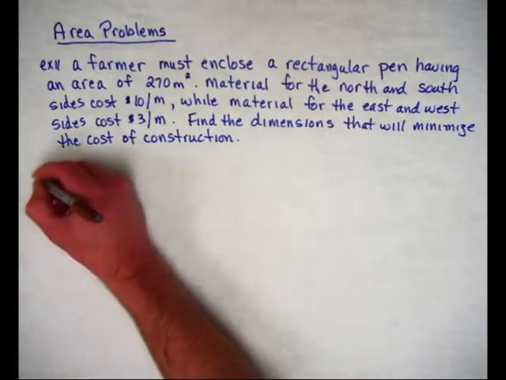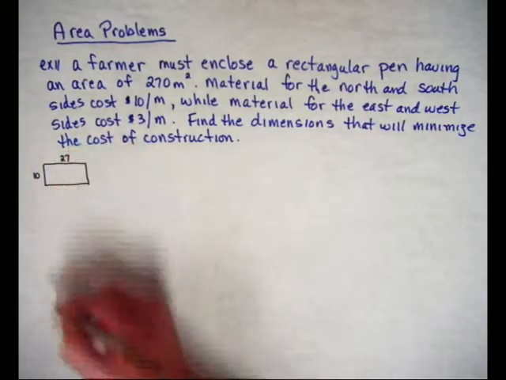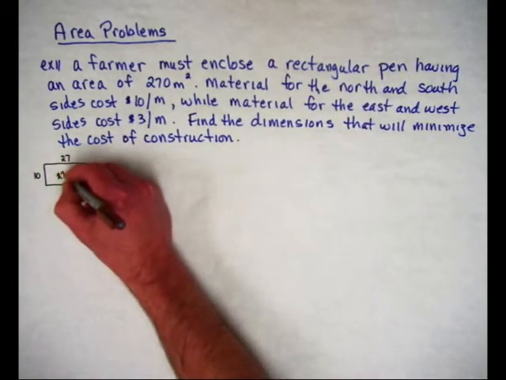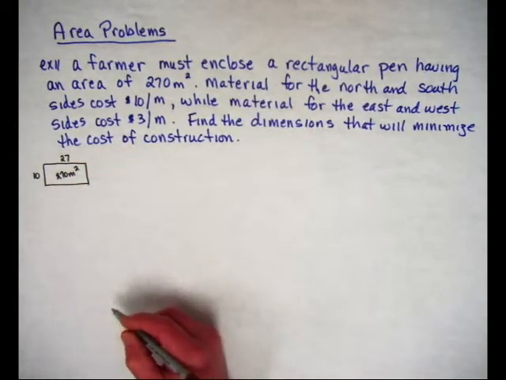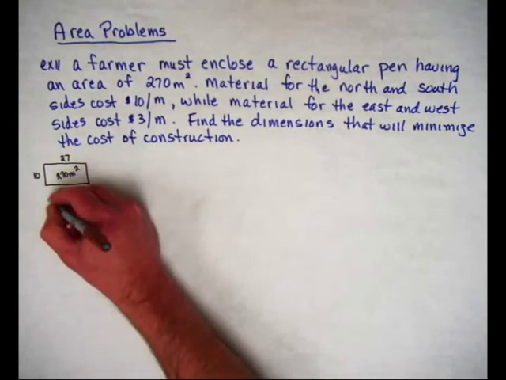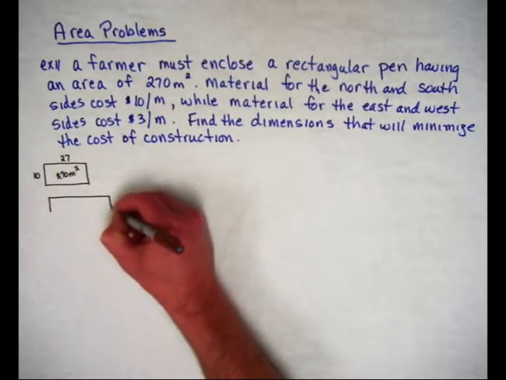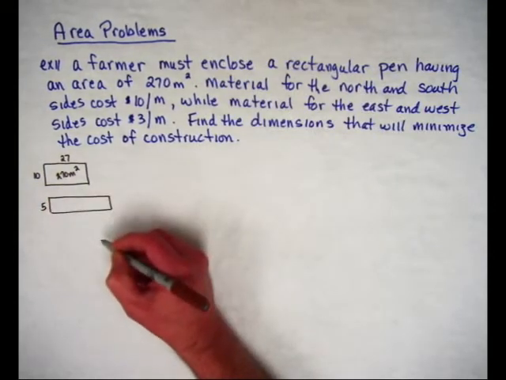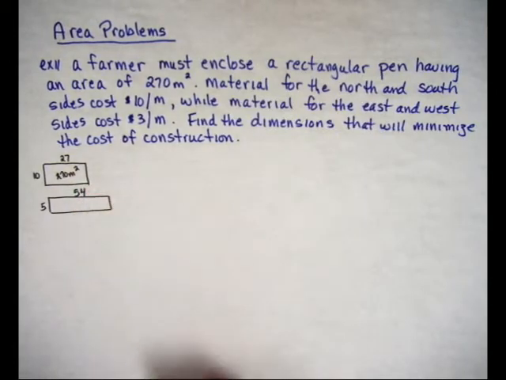So for example, they might choose to make this 10 and this 27. 27 times 10 would give us our area of 270 meters squared. But you can see that there's an infinite number of possibilities. They might choose to build the fence so that it was longer and narrower. It might only be 5 meters on the east and west sides, and then 54 meters on this side.